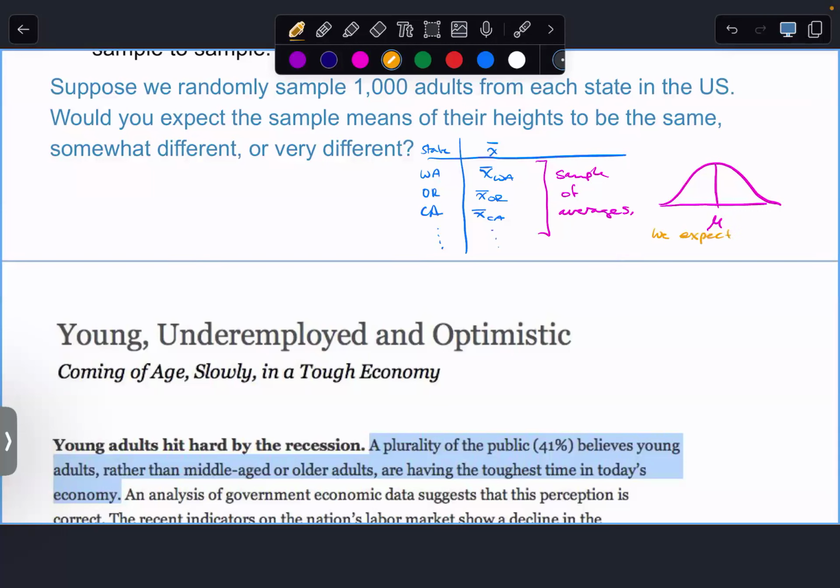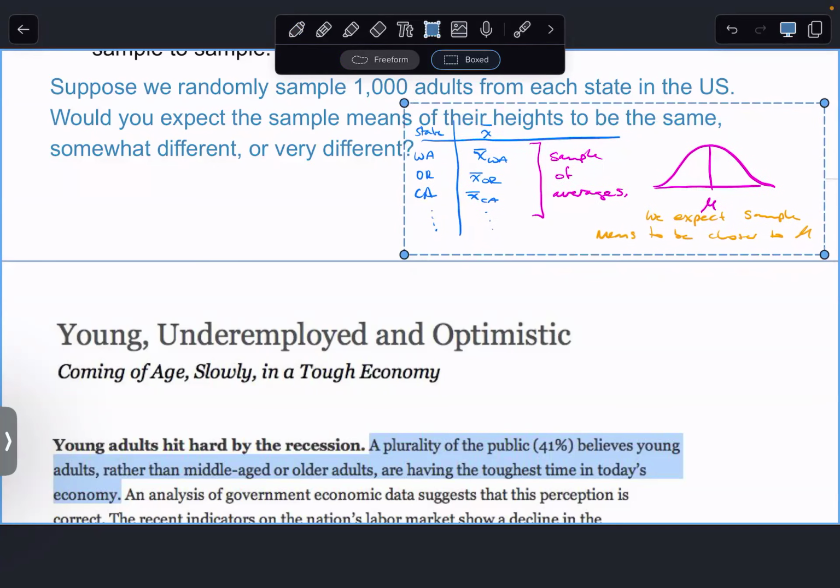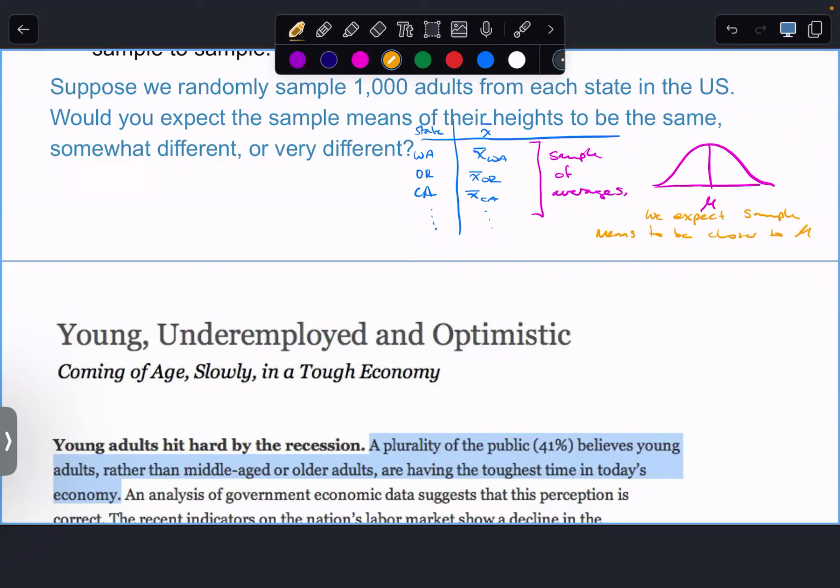We expect sample means to be closer to mu, and I guess I need more space. Slide's doing me dirty. Closer to mu than individual heights. So that's that idea. But the key thing is that it's going to follow a normal distribution, which is why we spent so much time working on the normal distribution. Okay.